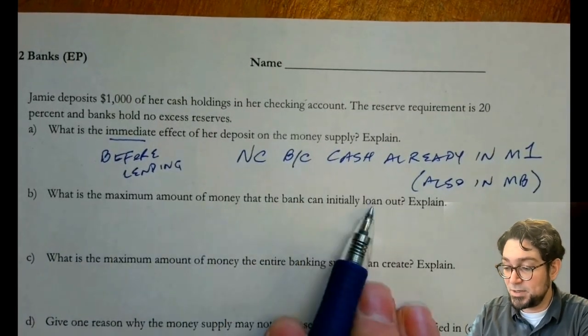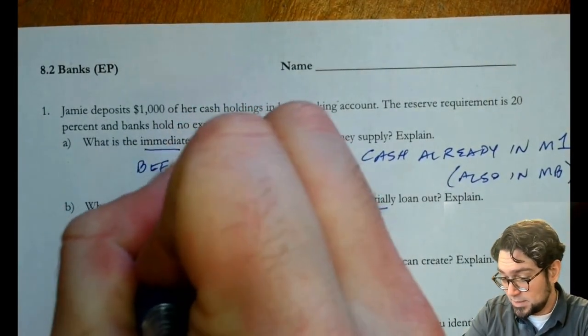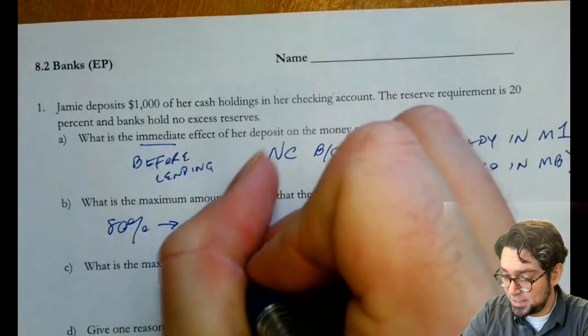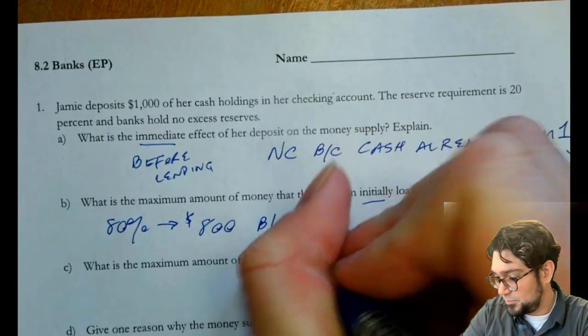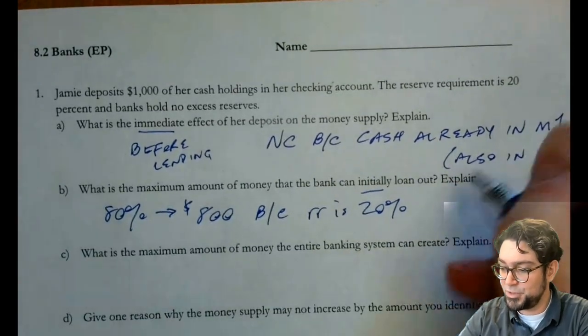Maximum amount of money the bank could initially lend out, well, that's the 80%, and so we would say they could lend out $800 because the reserve ratio is 20%. So we do have to explain.